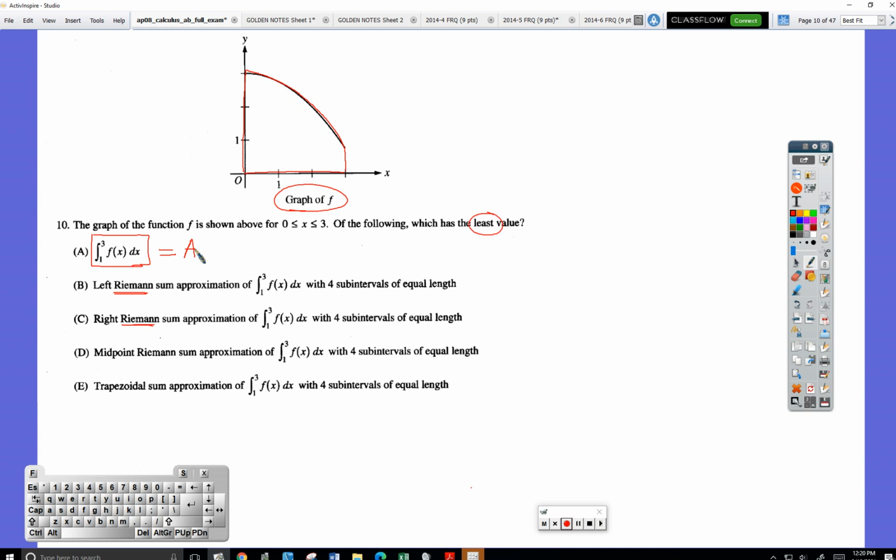Isn't it actually just the area from 1 to 3, not 0 to 3?